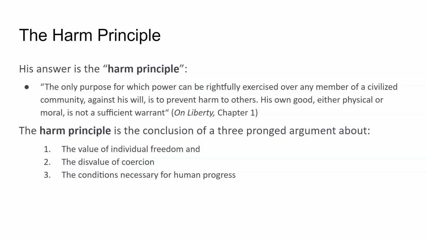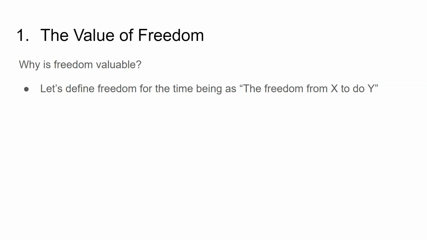But the harm principle, like I said, is the conclusion of an argument about the value of individual freedom, about the problems, or what we may call the disvalue of coercion, and the broad conditions necessary for human progress. Under what sorts of conditions do human beings progress, become better, happier? Well, Mill thinks it's a condition under which the harm principle applies. So let's go through these three arguments one by one.